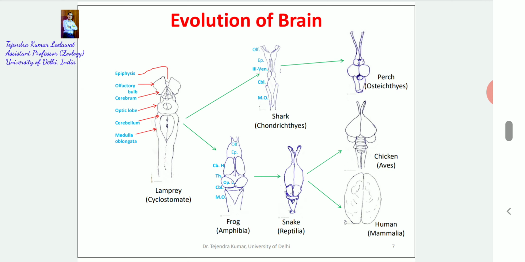But after that, in the fishes, like Chondrichthyes and Osteichthyes, it changed somewhat. And what changed there? The olfactory bulb and olfactory lobe are present in the upper side area. You can see here OLFI written in abbreviation. After this, I mentioned the epiphysis, which is in between both of these structures. You can find a small structure here, and then the third ventricle, then the cerebellum, then again the medulla oblongata.